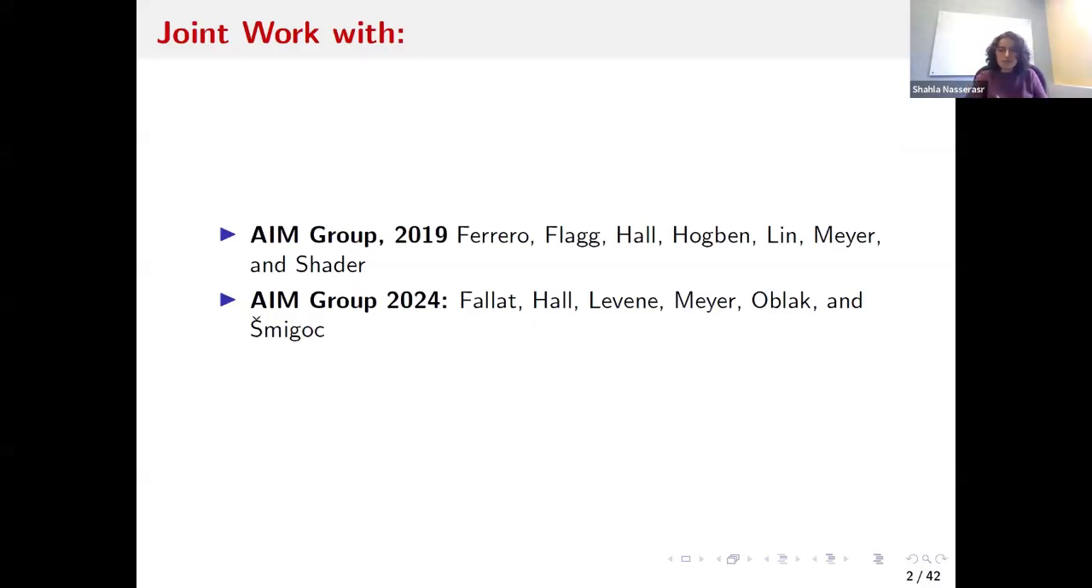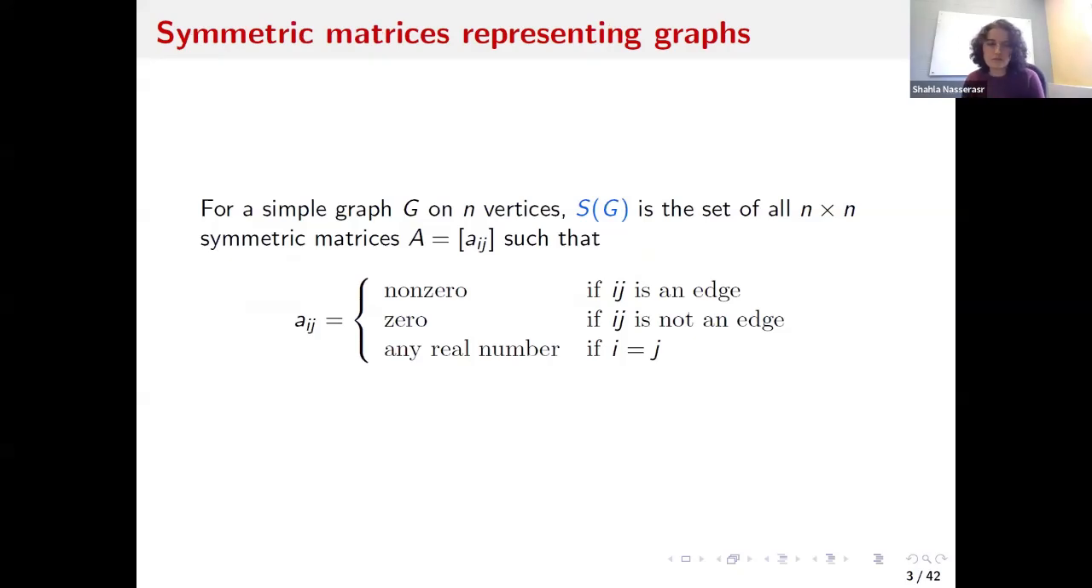So first of all, let's see the matrices that we are going to consider here. Those are symmetric matrices for a given graph, where the ij entry is non-zero whenever there's an edge from i to j, and 0 whenever there is no edge, and the diagonal entries can be any possible value. We don't have restrictions on them. And all these matrices are going to be in a set called S of G.